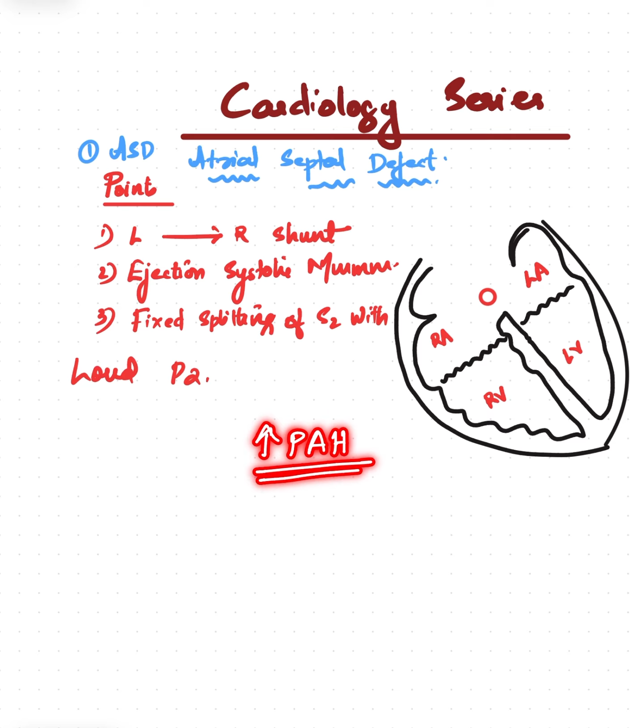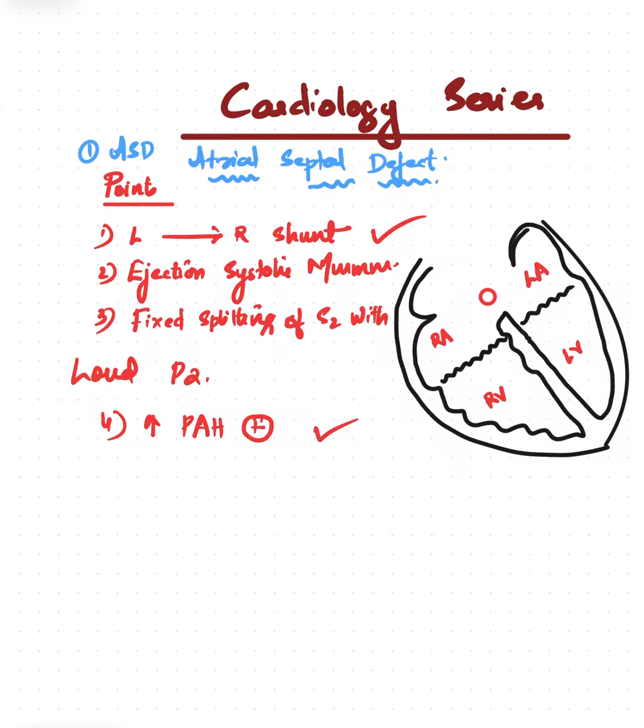which leads to increased pulmonary arterial hypertension, increased PAH. So in atrial septal defect, you will have increased pulmonary pressure, which is known as pulmonary arterial hypertension. You can see this in this condition, so you need to remember this also. So the first point is covered: left to right shunt and increased pulmonary hypertension.